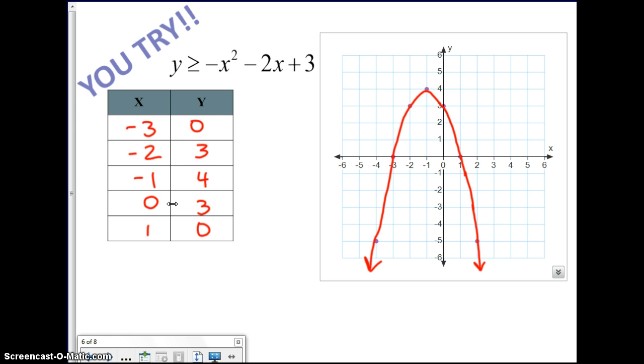All I did so far was I graph the parabola and then I made it a solid line because of this equals bar. My next task is to check and see where I should shade from. So here at 0, 0 is where I'm going to check. It's a nice even number.